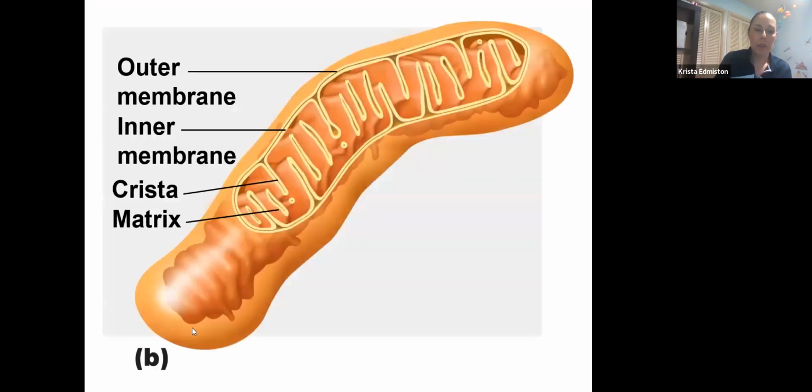So here's a lovely picture of a mitochondria. We've got two membranes. So the outer membrane here of the mitochondria, and then within the mitochondria, we have a second membrane, the inner membrane. So having two membranes within the mitochondria.